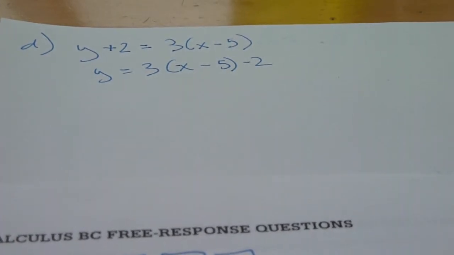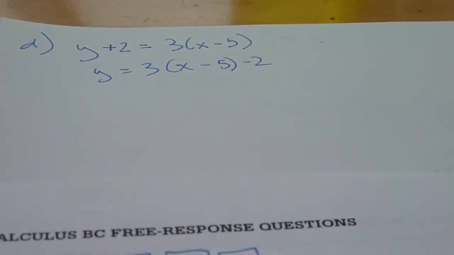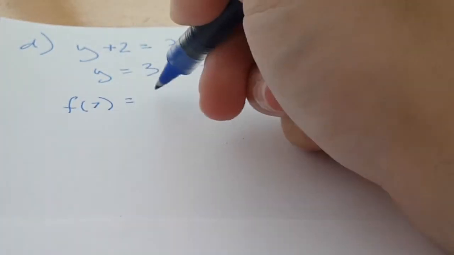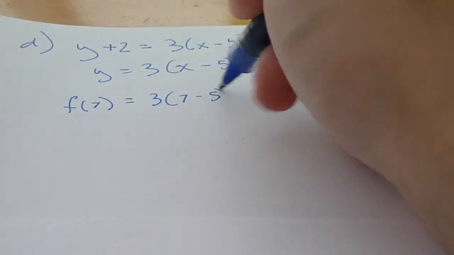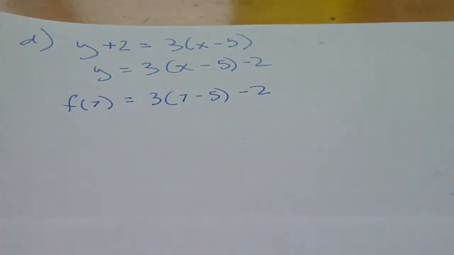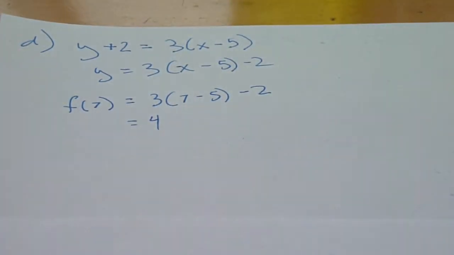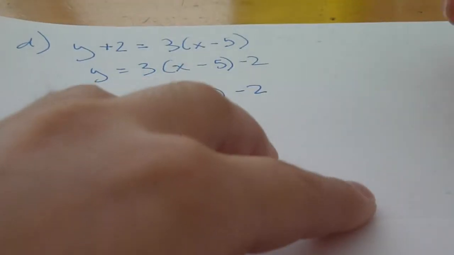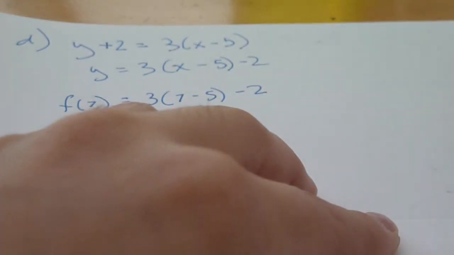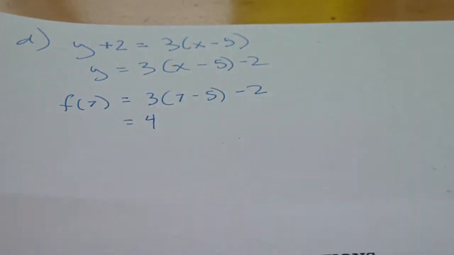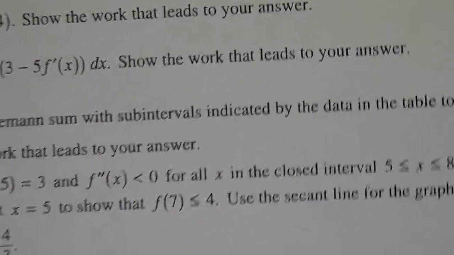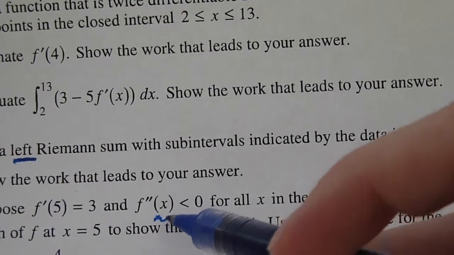Okay, well, what does this mean? What are we looking for? We're looking for f of 7. So we want to say f of 7 is equal to 3 times 7 minus 5, minus 2. And so that is just 4. Alright. So we know that f double prime is less than 0, because it tells us right here, f double prime is less than 0.